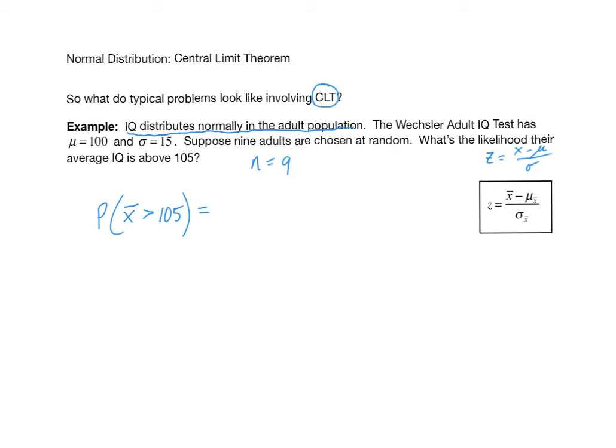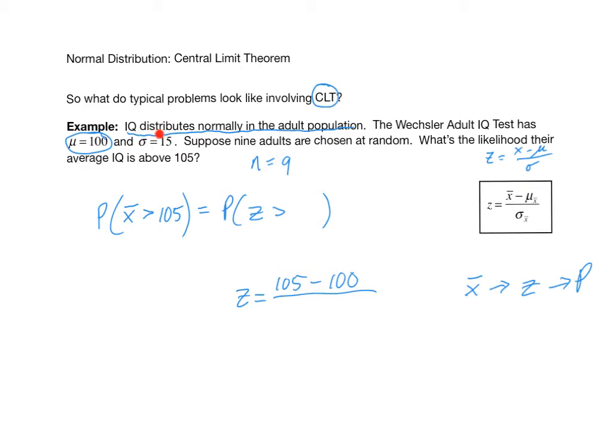Well, just like before, we now have our strategy of going from x bar to z, and then z to the corresponding probability that we want. So right now, we have an inequality with respect to x bar. We need to get that with respect to z. So x bar greater than 105 is the same thing as z is greater than... Using this formula, we'll plug this stuff in. We've got z equals x bar, which is 105, minus mu sub x bar, which is the same thing as mu, that's 100, over sigma sub x bar.